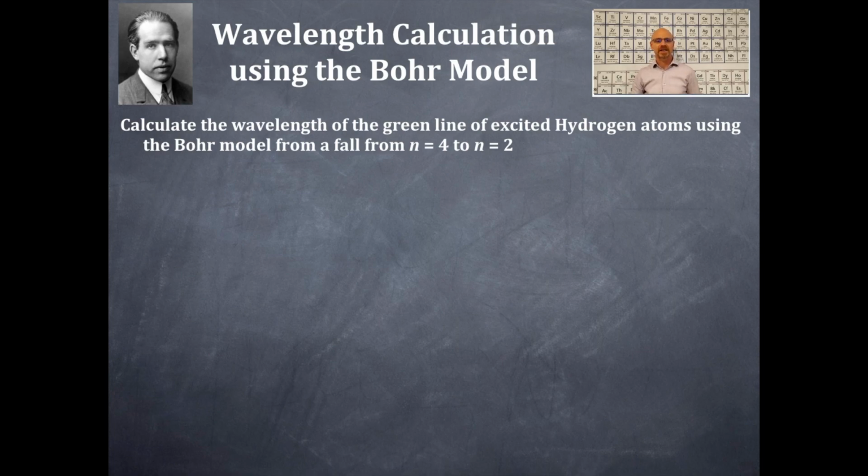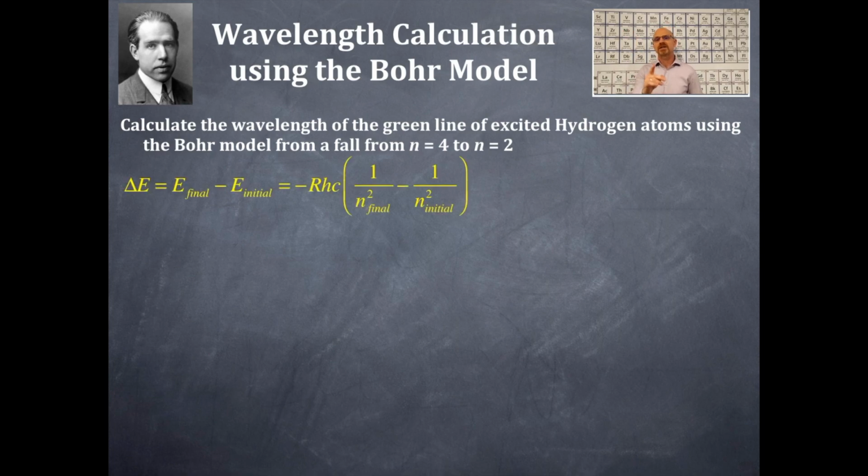It says the following. We're going to calculate the wavelength of the green line of an excited hydrogen atom using the Bohr model. That is a fall of an electron from n equals 4 to n equals 2. Remember, it's always the high minus the low.